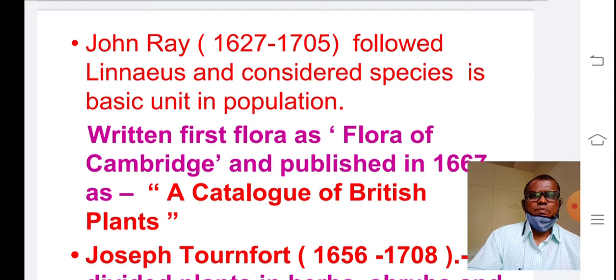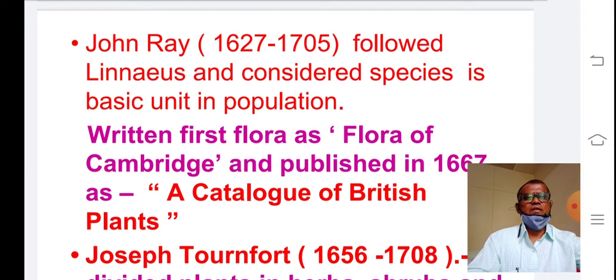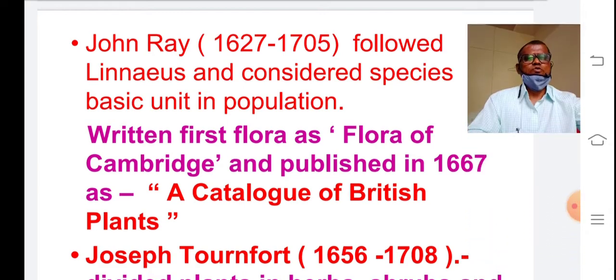Then they have written the first flora, Flora of Cambridge, and it was published in 1667. So in 1667 they wrote the first flora. Flora means what? A listing of the plants from the area. Cambridge is a part of England, in London, and there is now Cambridge University there. So they have written this flora as a catalogue of British plants.